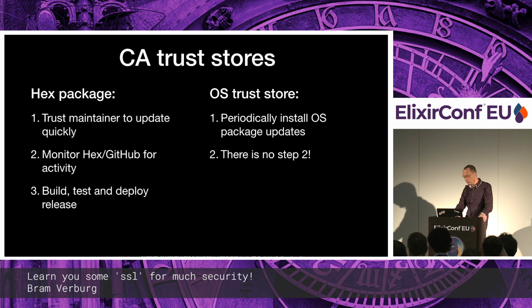If you're using the OS trust store, you just need to figure out where it lives. And in order to update it, you just need to install operating system package updates, which you probably need to do anyway, right? There are a lot of other packages that need to be updated for security reasons as well. There is no step 2. You don't need to restart your application. The SSL application will automatically pick up the changes. Okay, so I'm not telling you what you need to do, use this option or that option.